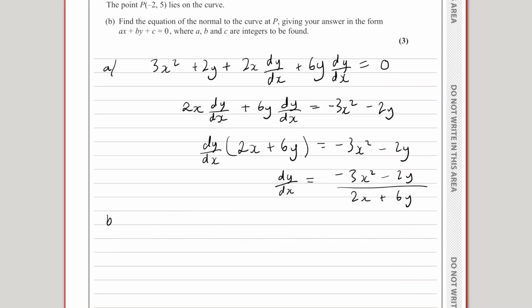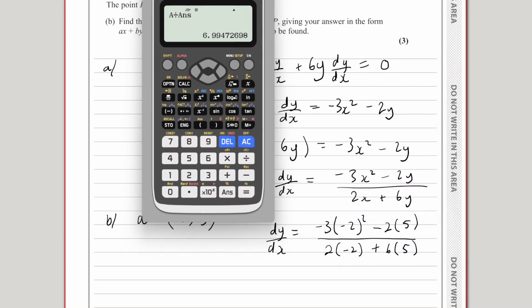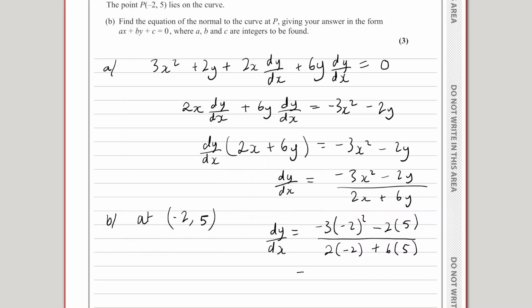So let's find the gradient. At (-2, 5), what's dy/dx equal to? So it's -3 times (-2) squared minus 2 times 5, over 2 times -2 plus 6 times 5. So that is going to be our gradient at that point. So -3 times (-2) squared minus 2 times 5, over 2 times -2 plus 6 times 5. So minus 11/13.